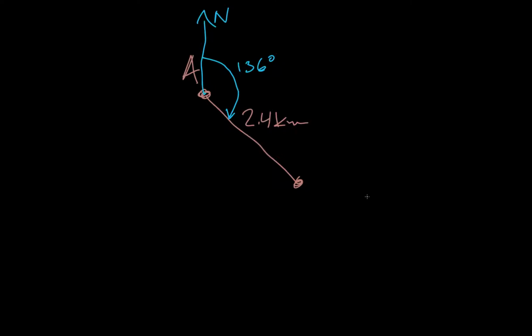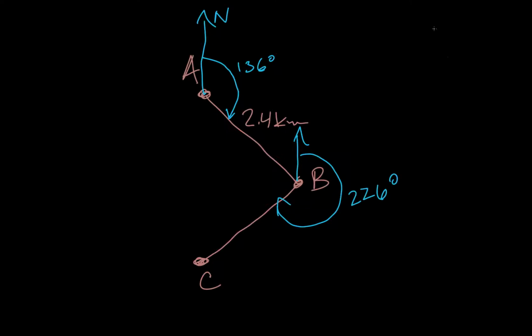Okay? If we continue to C, so this is B, he turns right at the intersection and drives 226 degrees. So once again, that is measured from true north. So this is 226 degrees. And goes 3.1 kilometers. And then we'll just connect this and go back.